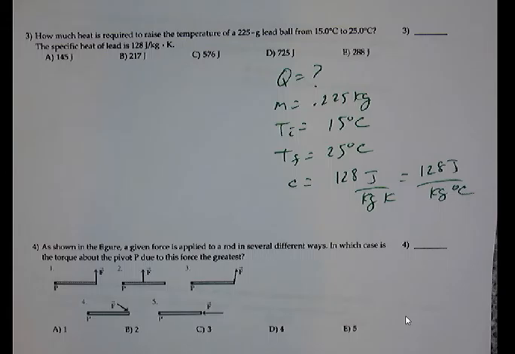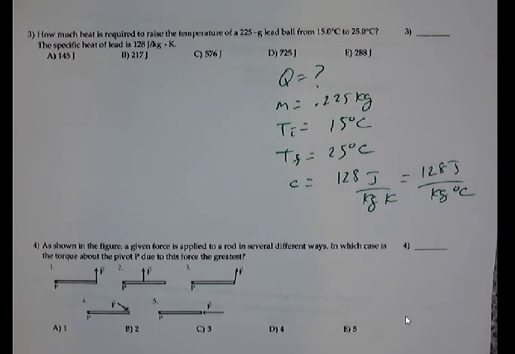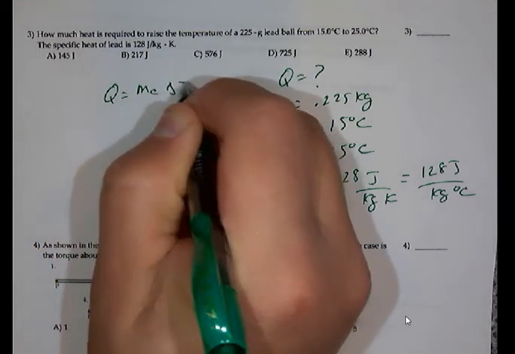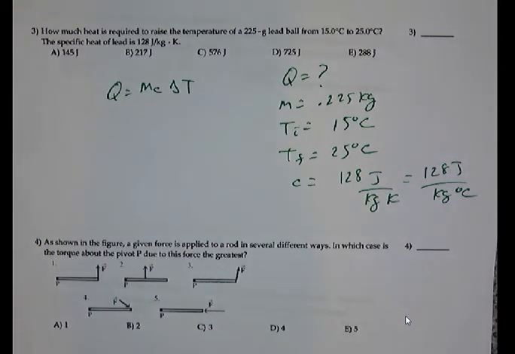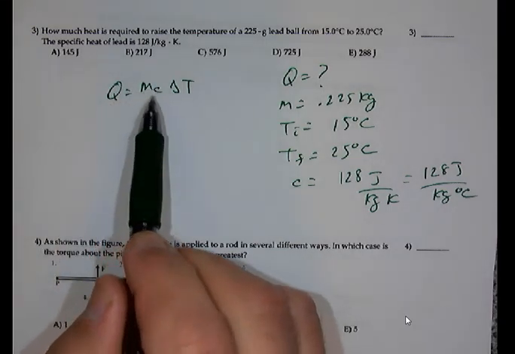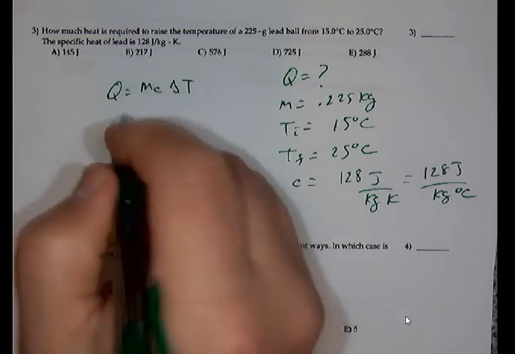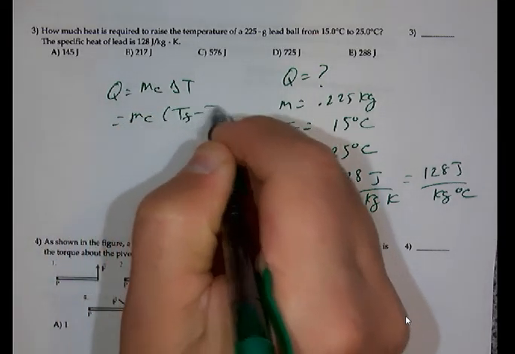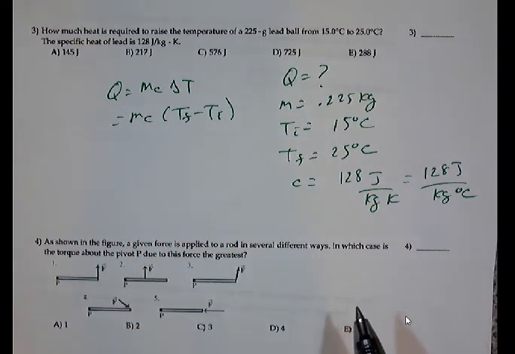Okay, so the relationship between heat, mass, and specific heat is this. Q is equal to mc times delta T. We want to know how much heat is added. Heat is measured in joules. We can figure this out from this relationship: mc, and the delta T would be the final temperature minus the initial temperature. And then we know everything.